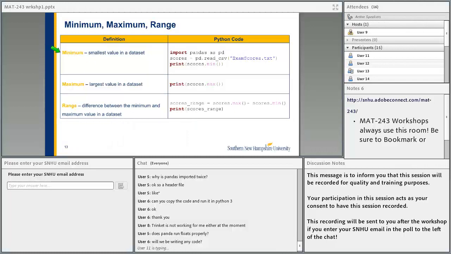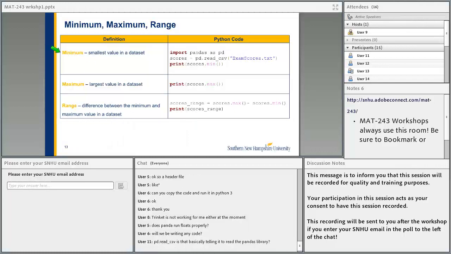So the minimum, maximum, and range for a data set, it's pretty straightforward. The minimum is the smallest value.